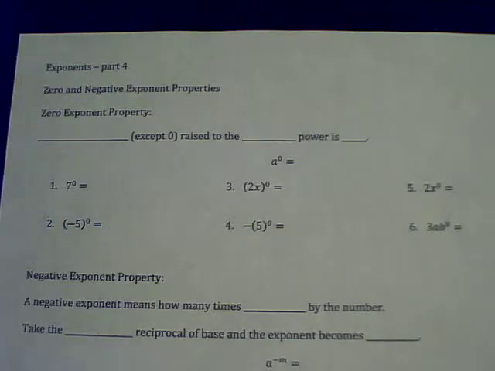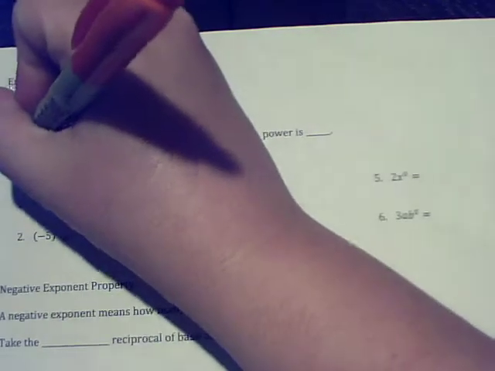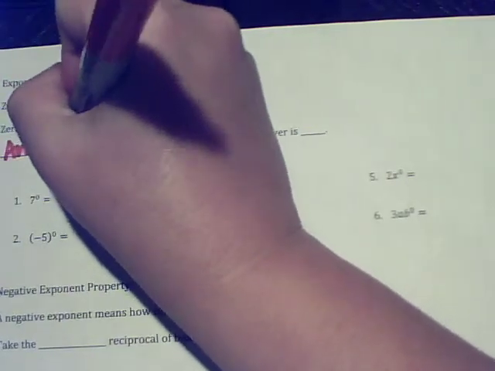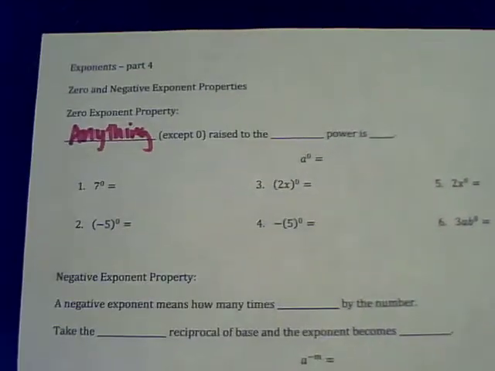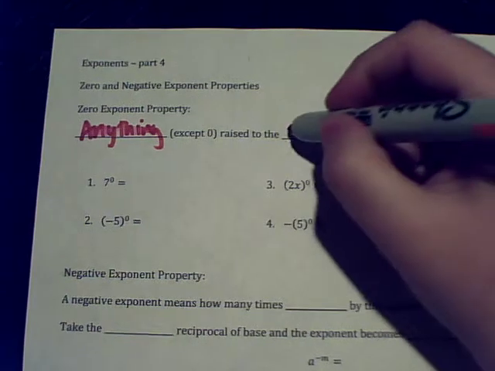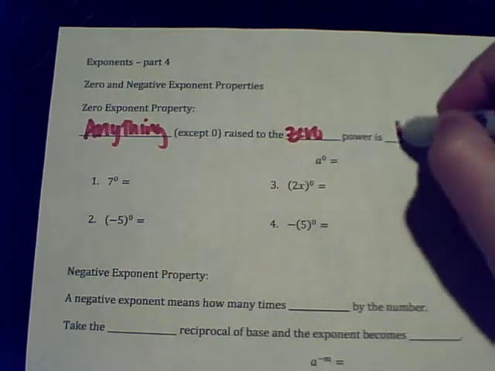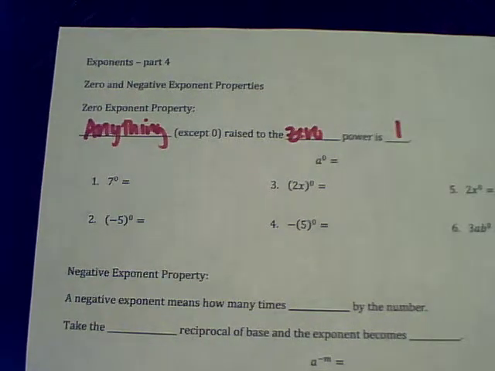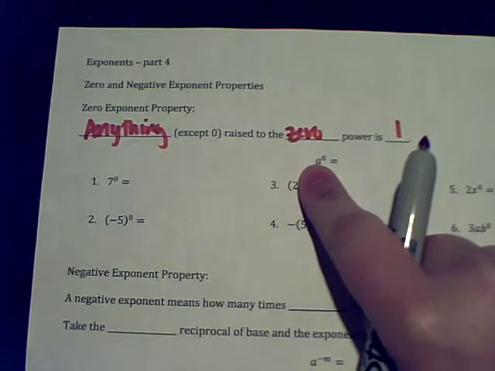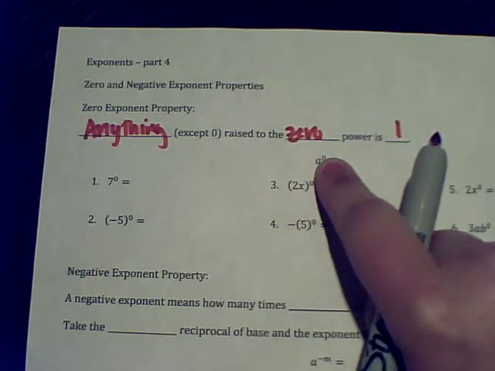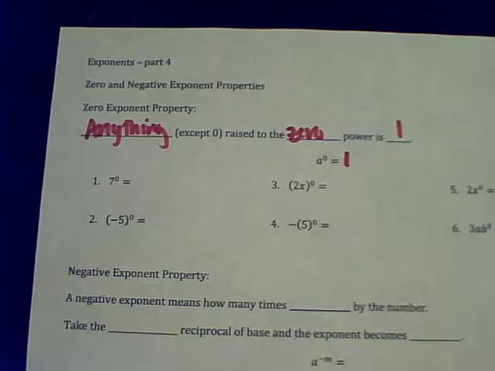Alright, so exponents part 4 is where we look at zero and negative exponent properties. The first property is the zero exponent property. Anything except zero, raised to the 0 power is 1. So here's my rule: a is any number, and to the 0 power, you will always get 1.